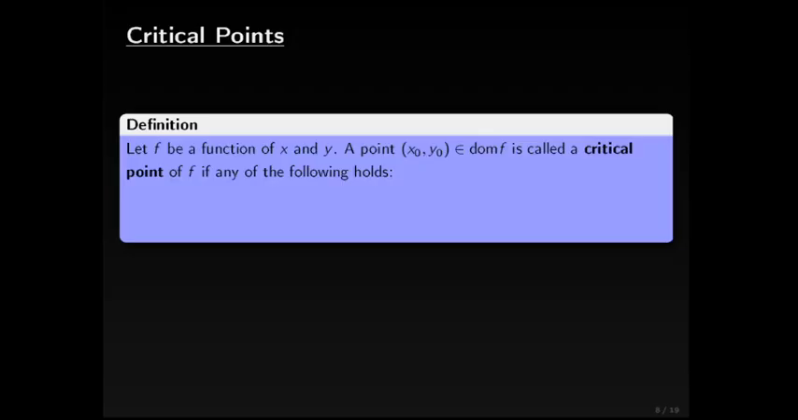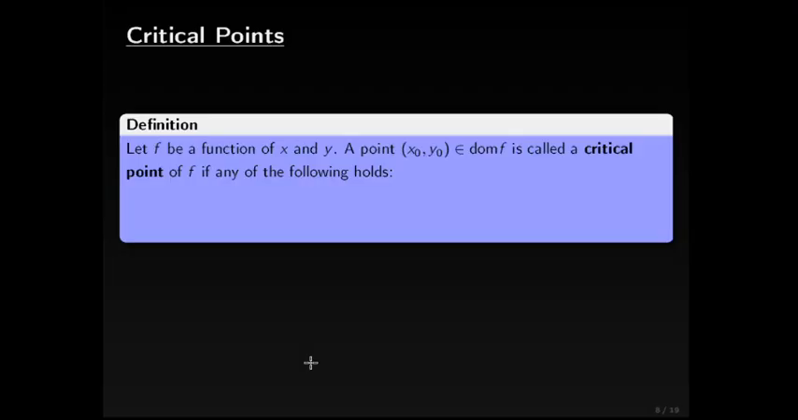Note that the previous theorem provides a hint on how to find relative extrema of functions of two variables. Now, points which are possible or candidates for relative extrema are called critical points. And we define critical points formally as follows. So let's say f is a function of x and y.